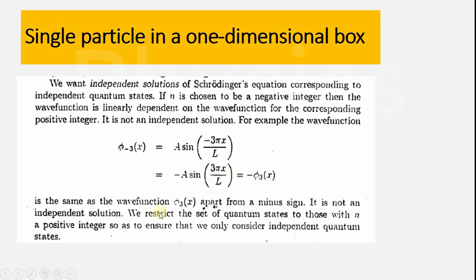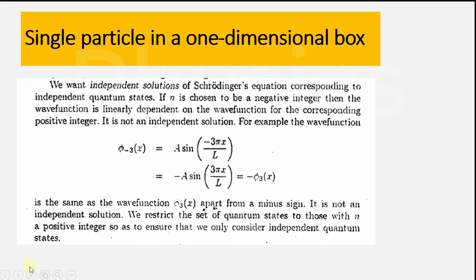Previously, as I told you, we restrict the set of quantum states to those with n positive integers so as to ensure that we only consider independent quantum states. So to show independent quantum states, we take only positive values. If you want to show dependent quantum states, then take negative values.